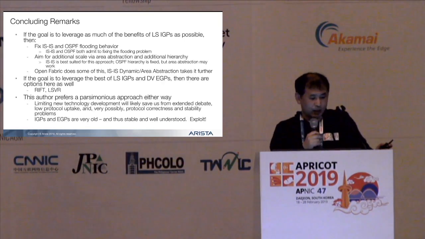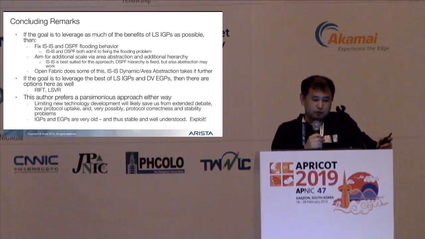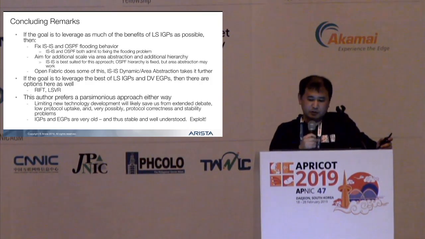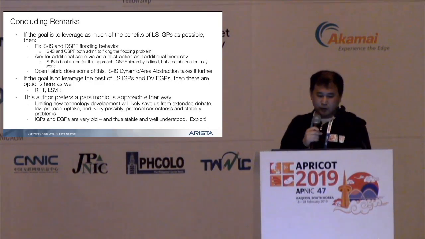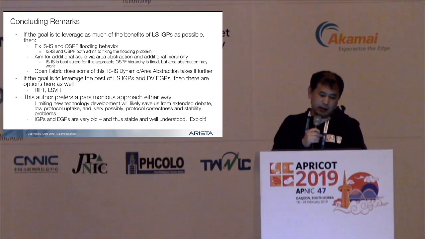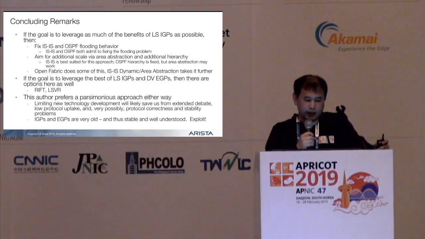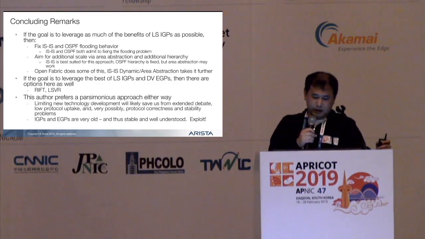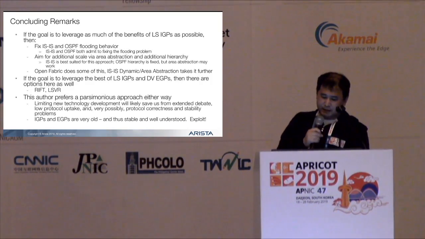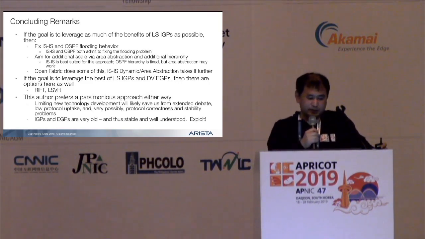This is the conclusion. This is the last slide of my presentation. If the goal is to leverage as much of the benefit of link state IGP as possible, then fix ISIS and OSPF flooding behavior. Aim for additional scale via area abstraction and additional hierarchy. ISIS is the best suited for this approach. And OpenFabric does some of this. IGP dynamic and area abstraction take this further.